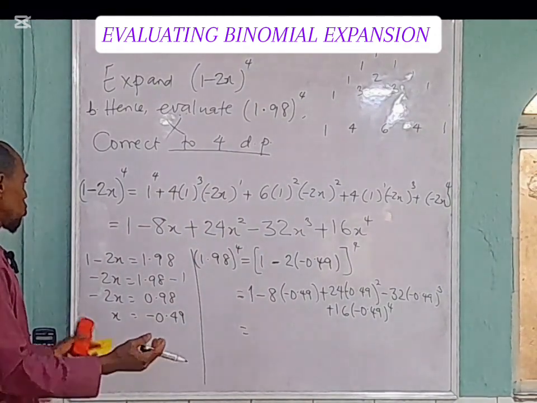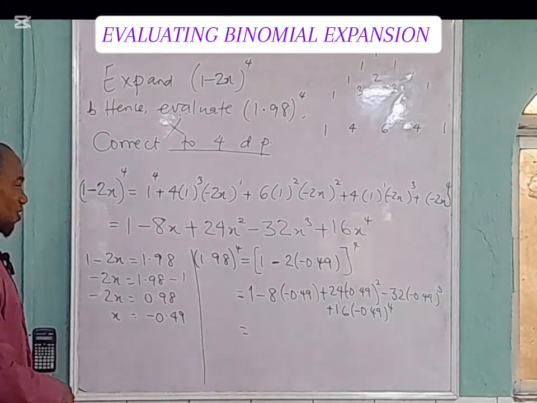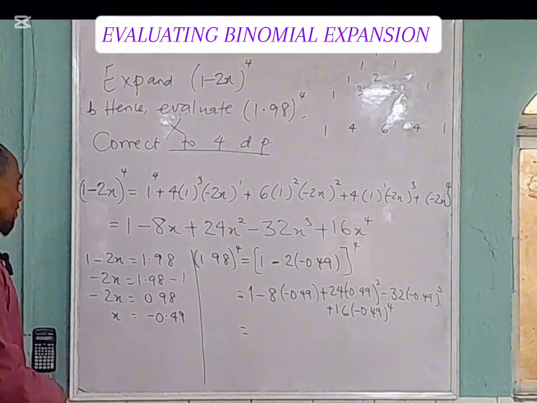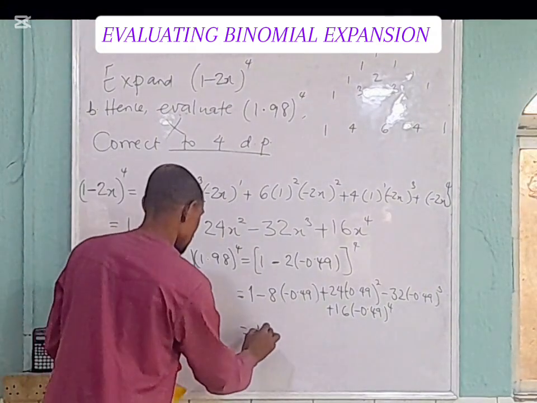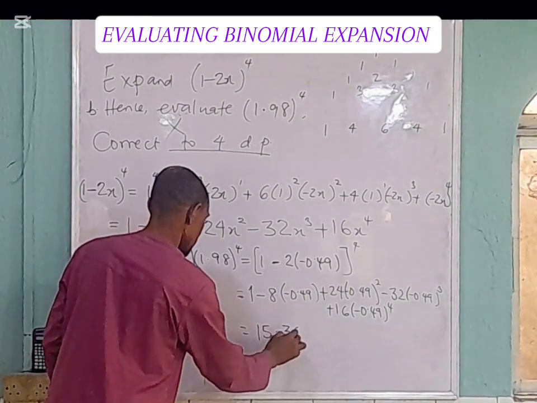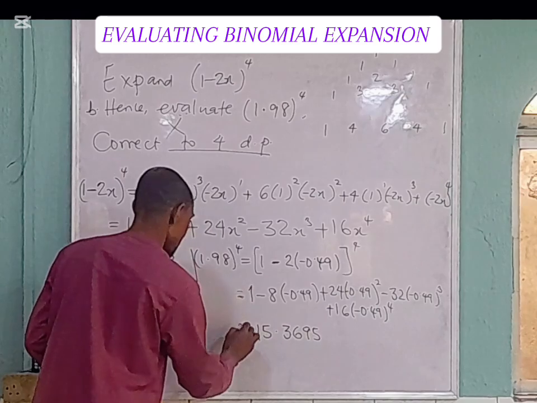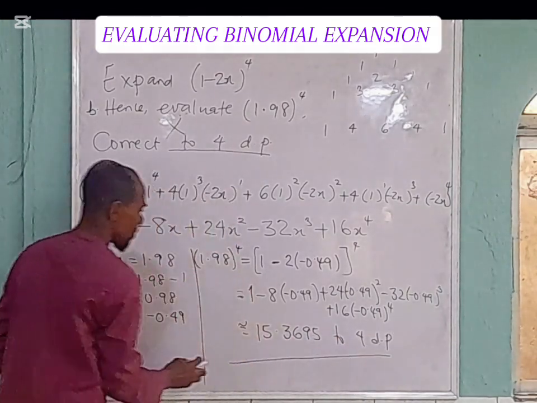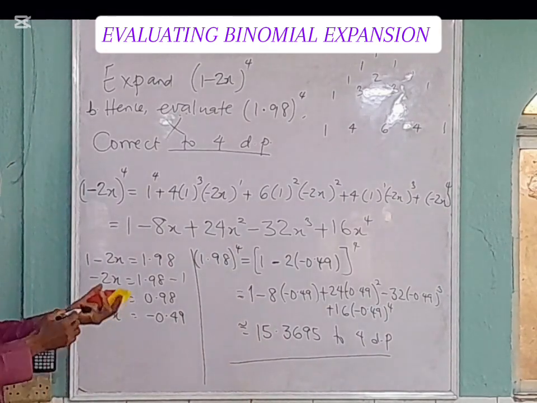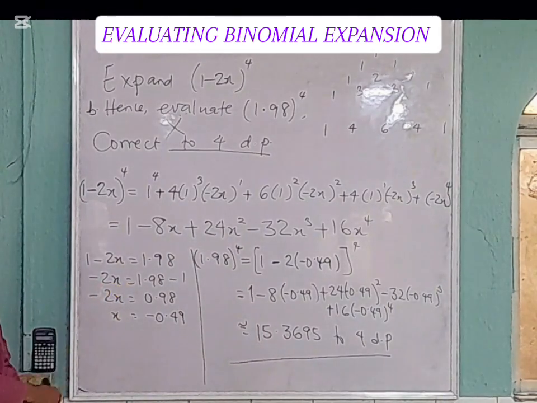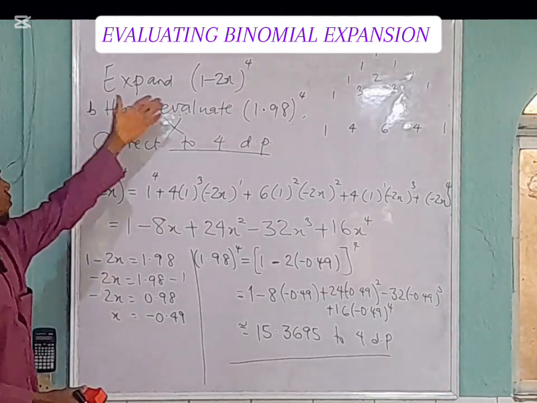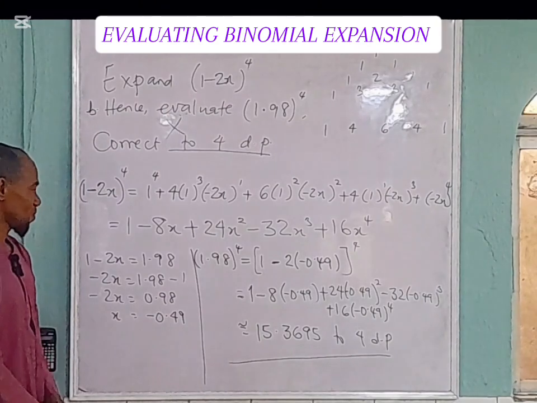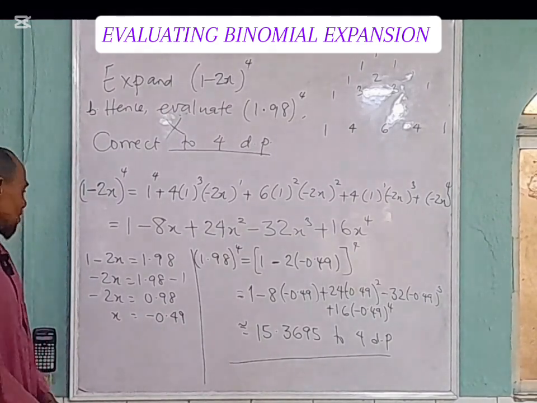And at this point, all you need to do is to use your machine or the calculator. I'm going to have 15.3695 approximately to 4 decimal places. And that's how to solve the binomial expansion problem that has to do with evaluating numerical values, which I believe you found quite interesting and fun.